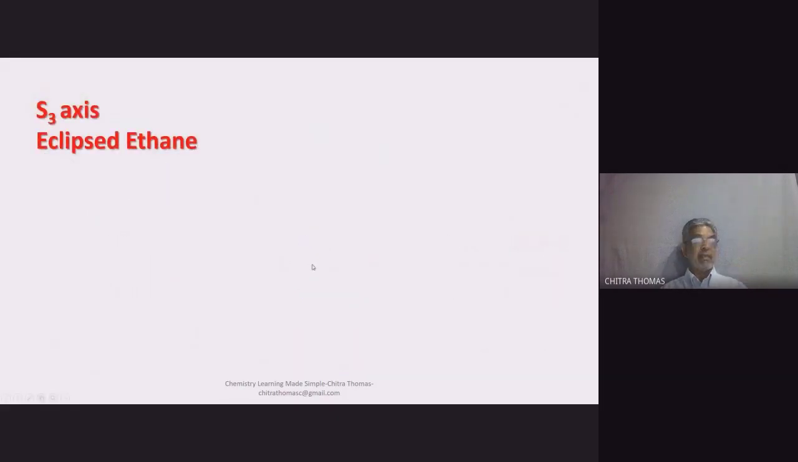Now the S3 axis in eclipsed ethane. Say this is an eclipsed ethane molecule. These two hydrogens are against each other. With the model, I can easily show the presence of the S3. Suppose I rotate it through, S3 means rotation through 120 degrees. Rotate it through 120 degrees. I will get this configuration. Then reflect it. This half will come here, this half will go there. So that's a symmetry operation. The rotation followed by reflection is a symmetry operation.